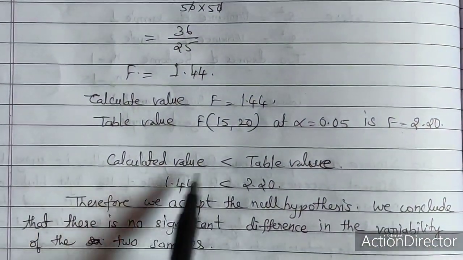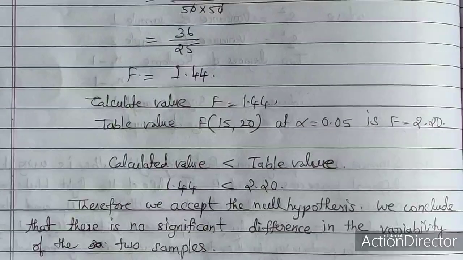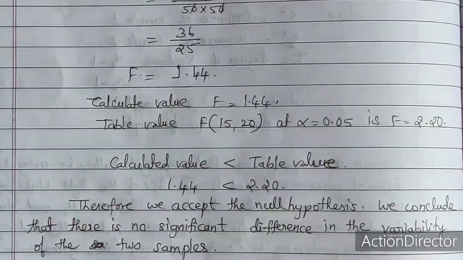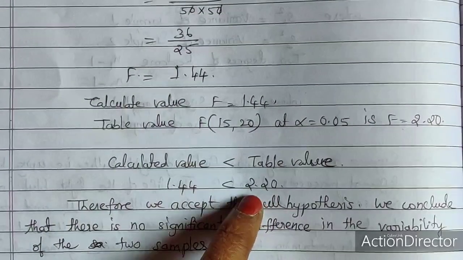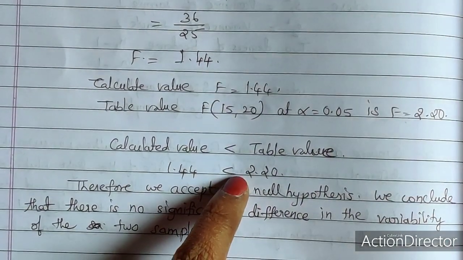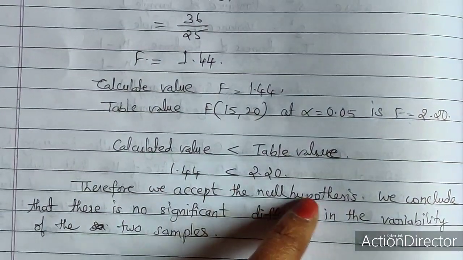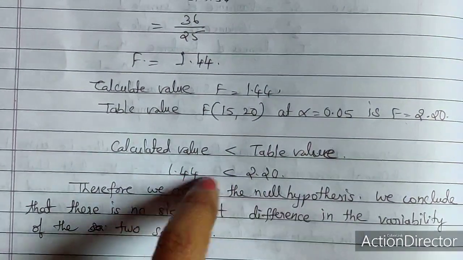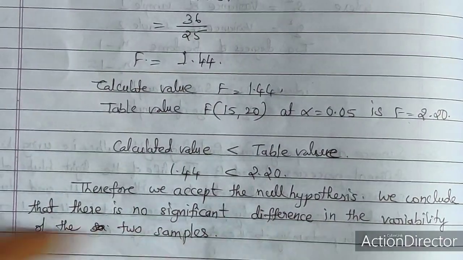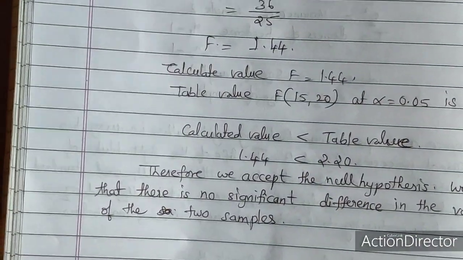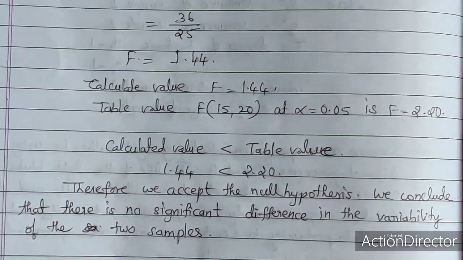We have to compare it with the calculated value. The calculated value is 1.44 and the table value is 2.20. Therefore we accept the null hypothesis, since the calculated value is less than the table value. So we conclude that there is no significant difference in the variability of the two samples.